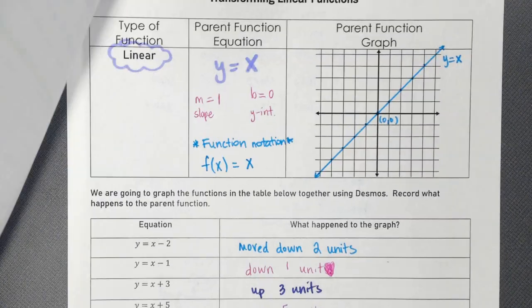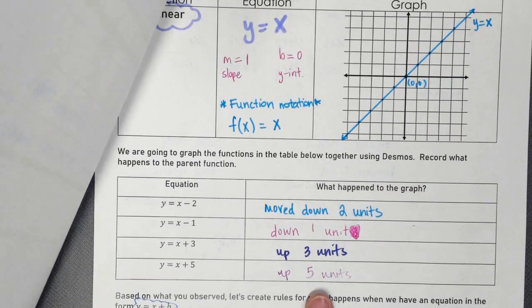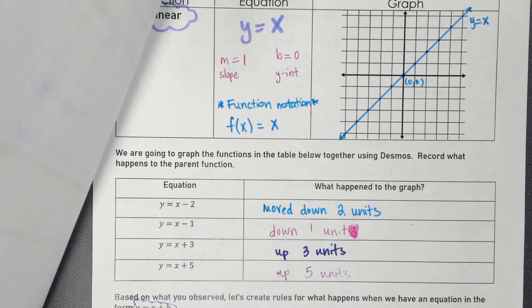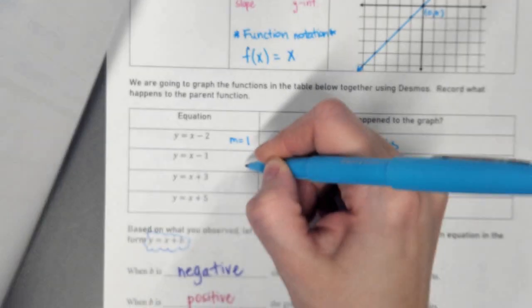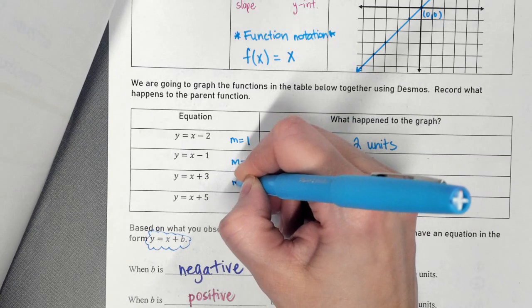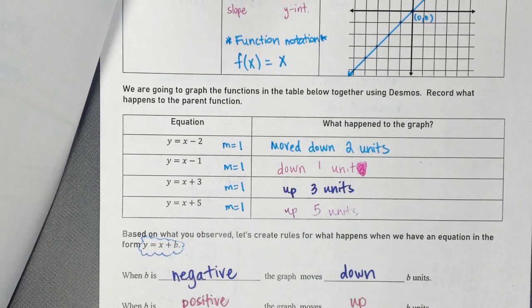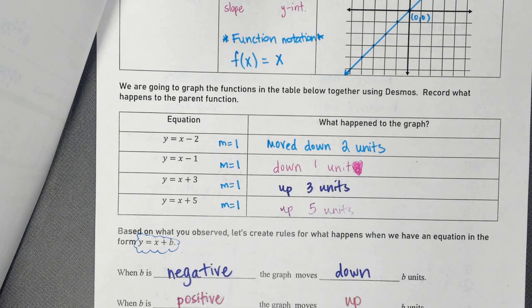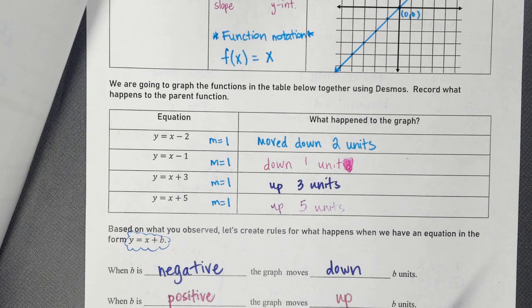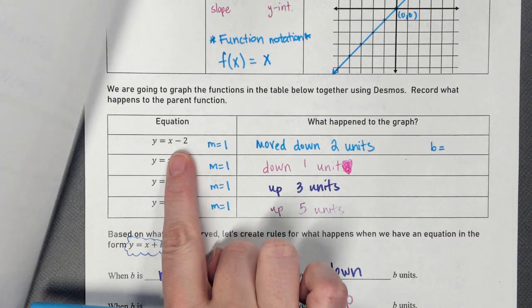And then the translations are what we did here. This is where your slopes were the same. So for every one of these equations, what was your slope? Is there anything in front of the x there? Nope, so your slope is 1. So you have the same slope. What's going to change? Your value of b.